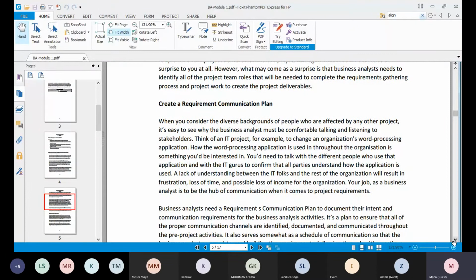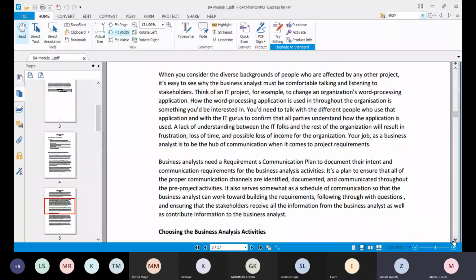Create a requirement communication plan. A requirement communication plan is a document intended for communication of requirements for the business analysis activities. It's a plan that ensures proper communication channels for the stakeholders. It often includes the stakeholders, the message, the schedule, the frequency, and the status. So you use this plan to communicate with the stakeholders on how the requirements are doing. And that's pretty much it.